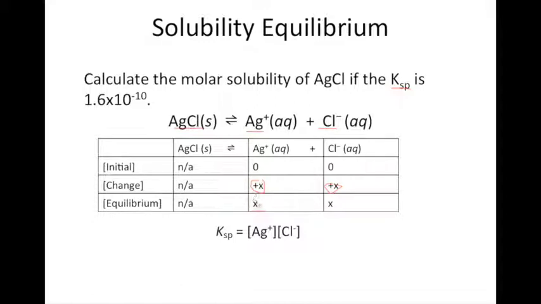Now we can plug in our equilibrium values for silver and for chloride. And we get our Ksp, which is given here in the formula, 1.6 times 10 to the minus 10, is equal to x times x, or x squared. And if we solve for x, we get x equal to 1.3 times 10 to the minus 5 molar.